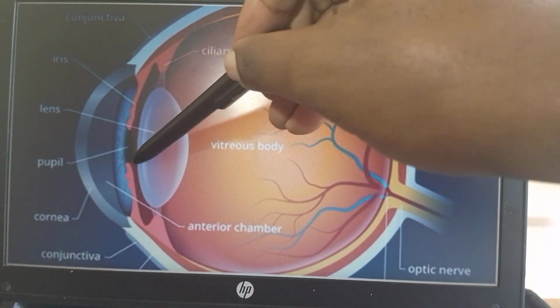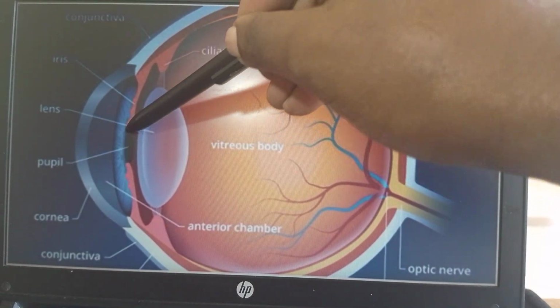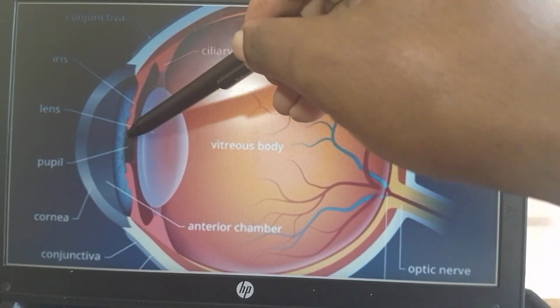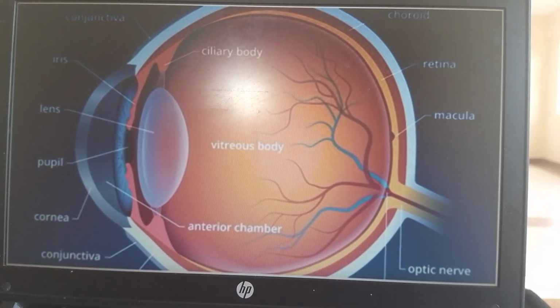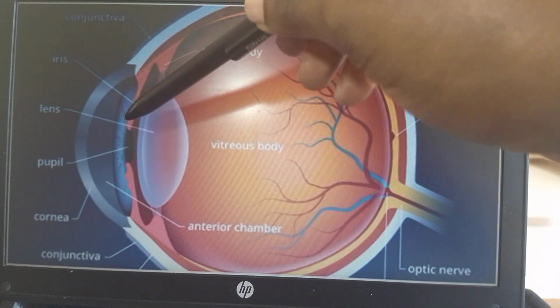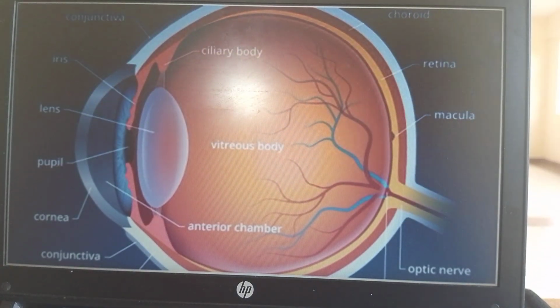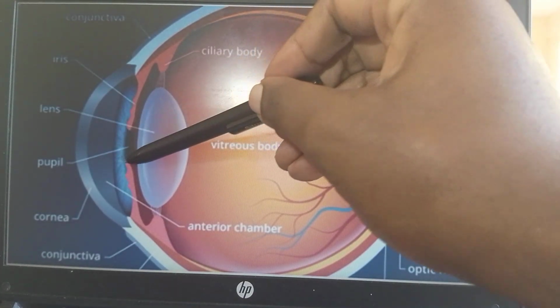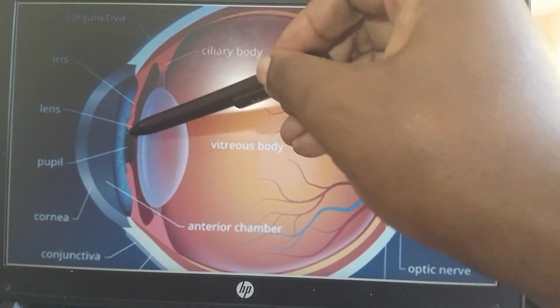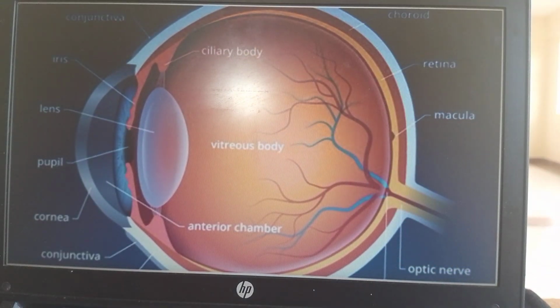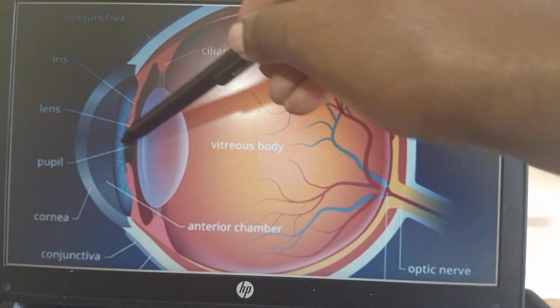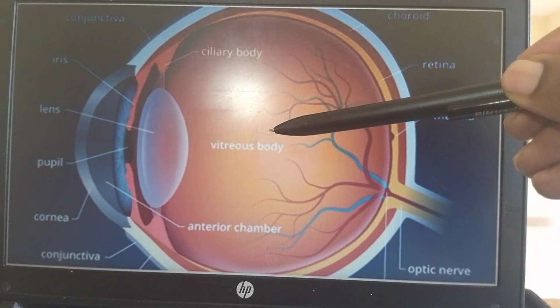In dim light, the pupil increases in its size so as to allow more light to enter the eye. But in bright light, the pupil reduces in size to regulate the amount of light that enters the eye.